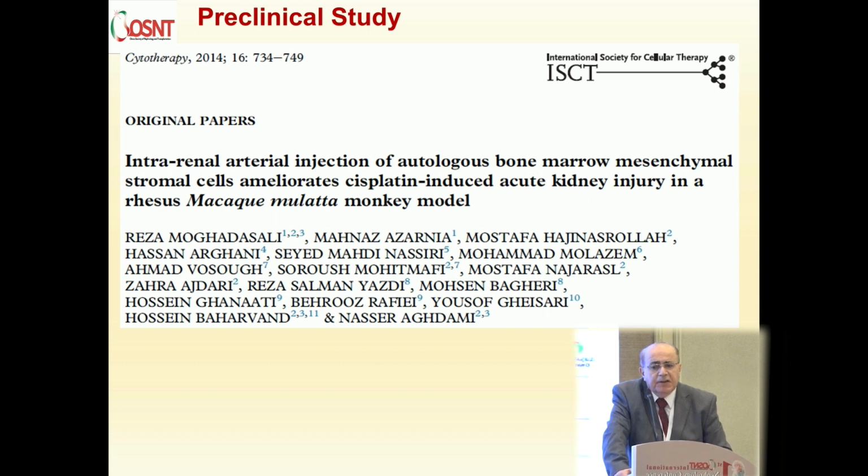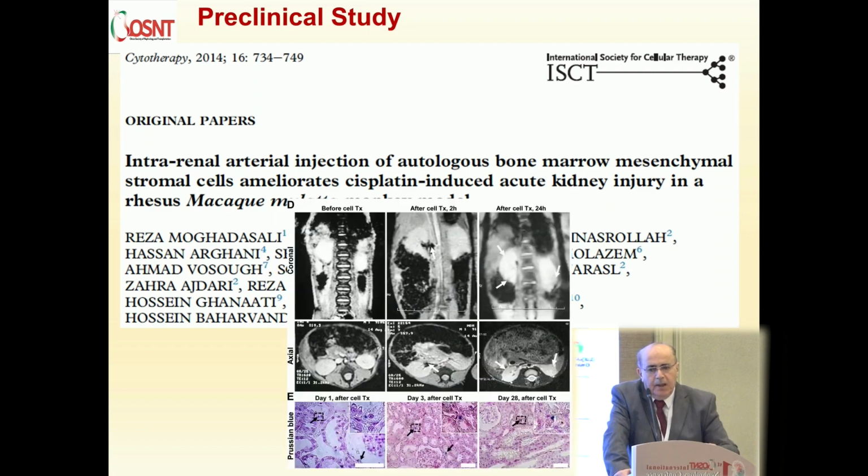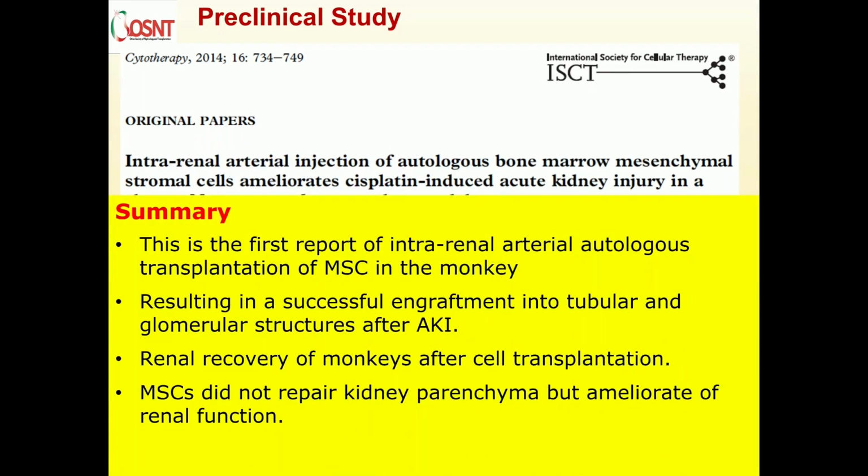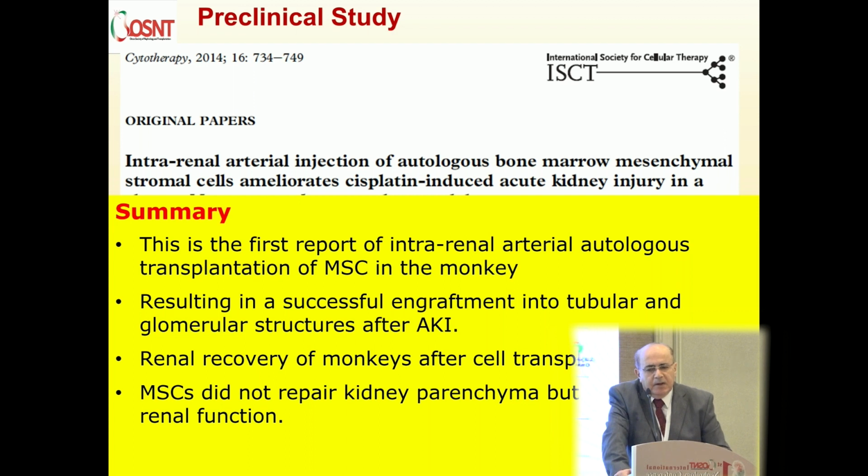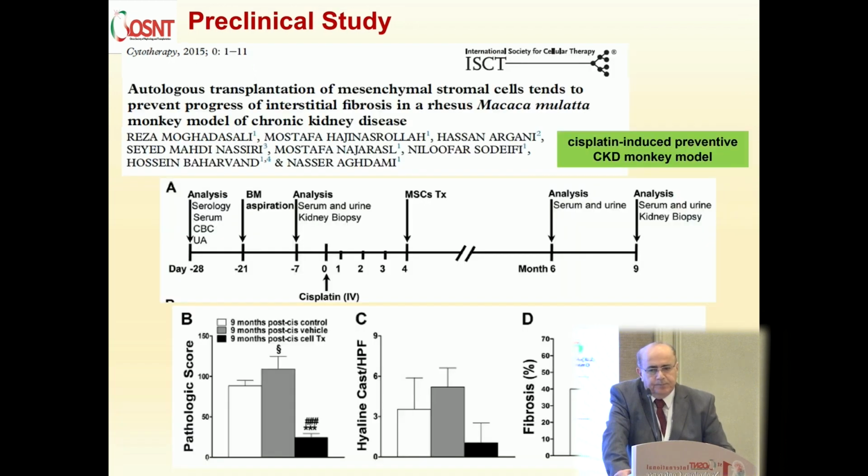This is back to monkey. This is a study about intrarenal arterial injection of autologous bone marrow mesenchymal stromal cells ameliorating cisplatin-induced acute kidney injury in a monkey model. The summary of this study is that this is the first report of intrarenal arterial autologous transplantation of mesenchymal stem cells in the monkey, resulting in a successful engraftment into tubule and glomerular structure after acute kidney injury. Renal recovery of monkey after cell transplantation. So the injection of mesenchymal stem cells has resulted in recovery of monkey after cell transplantation in monkey model. So this mesenchymal stem cell did not repair kidney parenchyma, but ameliorated the renal function.